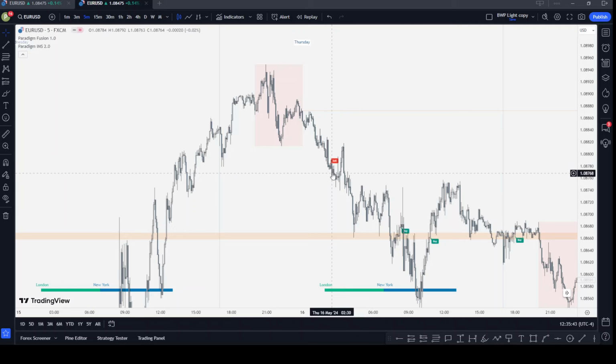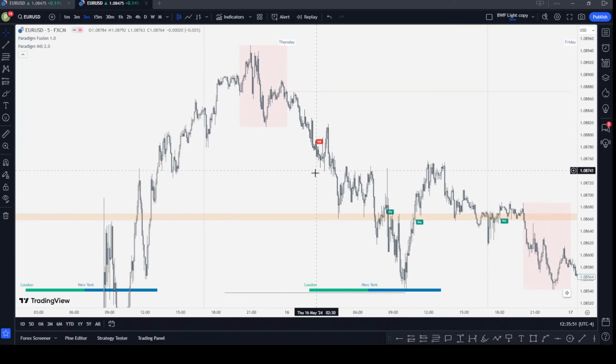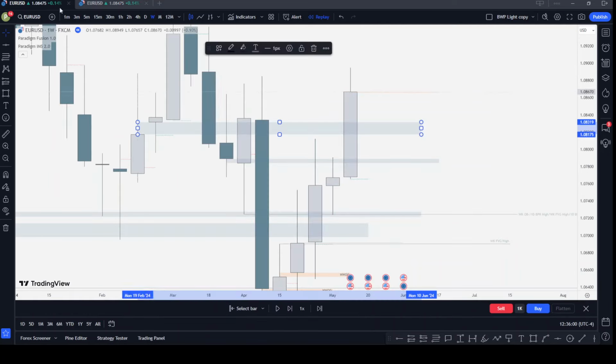Okay, this is where we had a sell. What time is this? This is 2, so it is during the Q zone. Okay, it is during the Q zone, so this would be a valid sell setup. Why? Let me go back to the weekly time frame and show you.